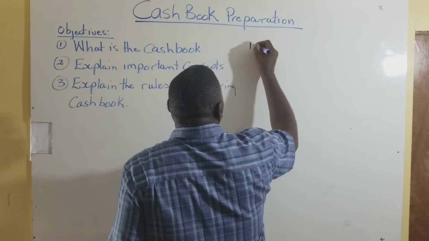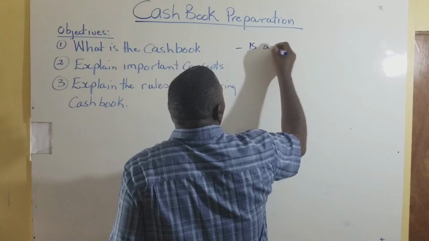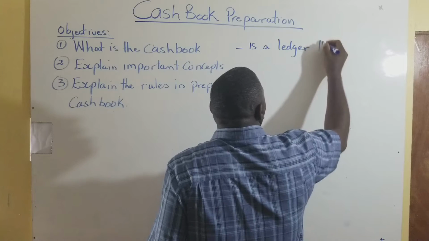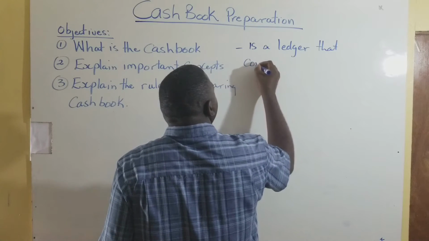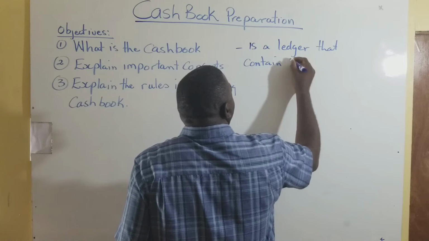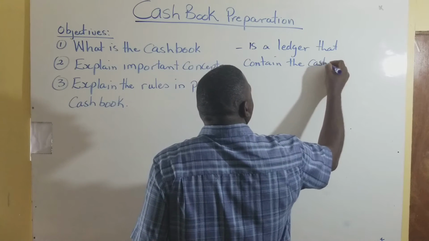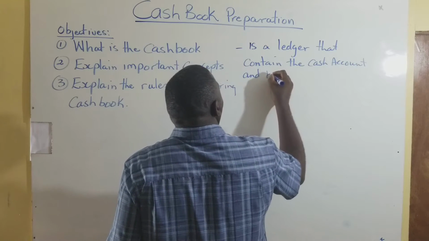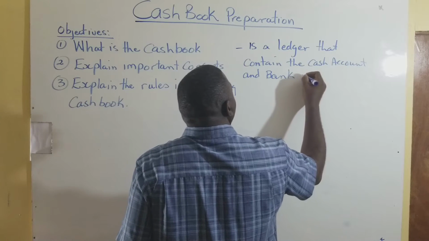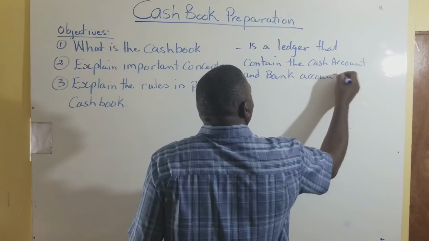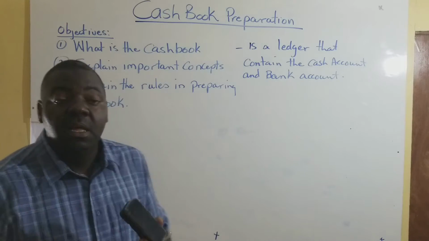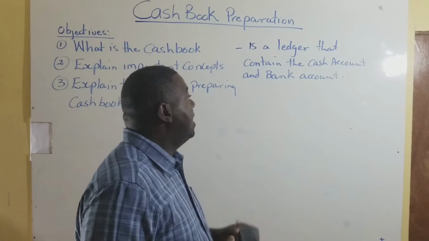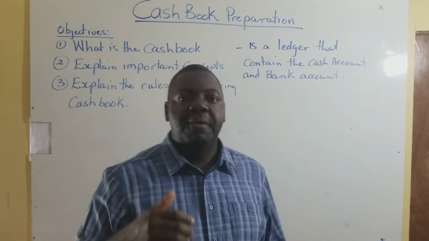So the cash book is a ledger. Yes, the cash book is a ledger that contains the cash account and the bank account. So the cash book is really the book, our ledger, that contains the cash account and the bank account.